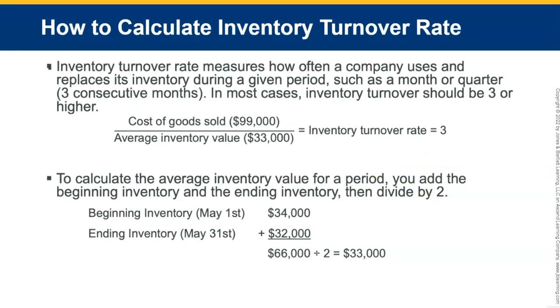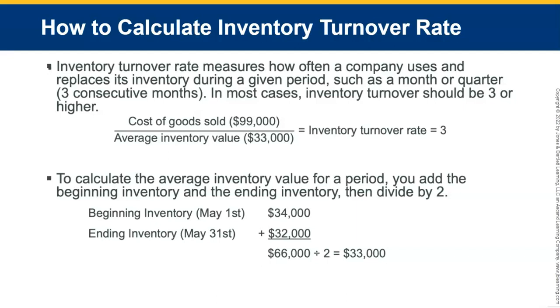How do we calculate inventory turnover rate? So the inventory turnover rate measures how often a company uses and replaces its inventory during a given period, such as a month or quarter, which could be 3 consecutive months. In most cases, inventory turnover should be 3 or higher. So the formula is the cost of goods sold, and in this example, it's $99,000 divided by the average inventory value of $33,000, tells us we have an inventory turnover rate of 3.